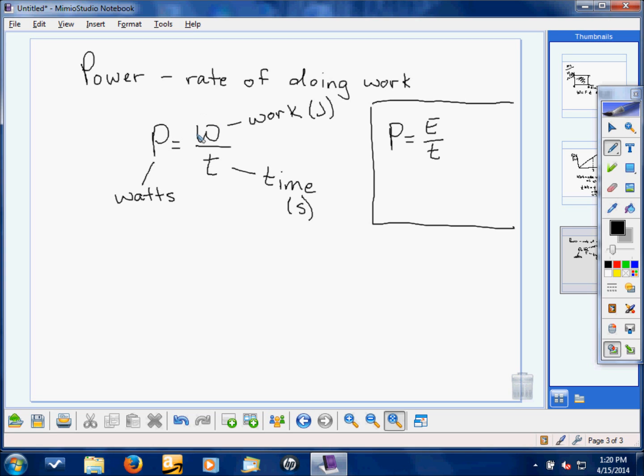Now, energy can be used for different things. Energy can be used to produce light, which is where you mostly have heard of watts. But energy can also be used to cause a change in motion, which is what we talk about with work here. So, work per unit time. We need to get some examples of that.